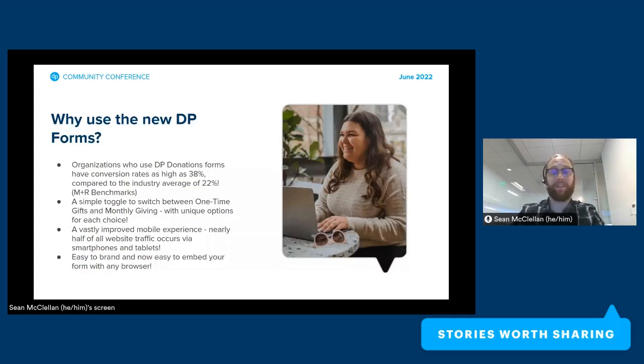We've also included a simple toggle that lets you switch back and forth between one-time gifts and monthly giving with unique options for each choice. So if you have a $100 gift one time, you don't necessarily have to have a $100 gift monthly. So it can make monthly giving a lot easier for your donors.